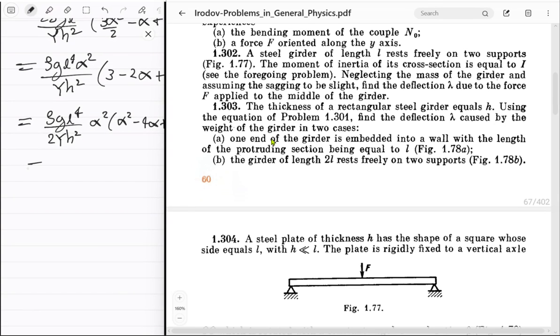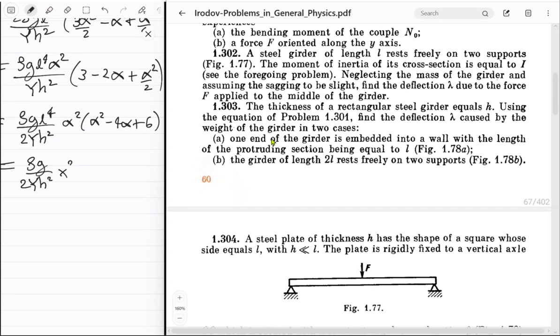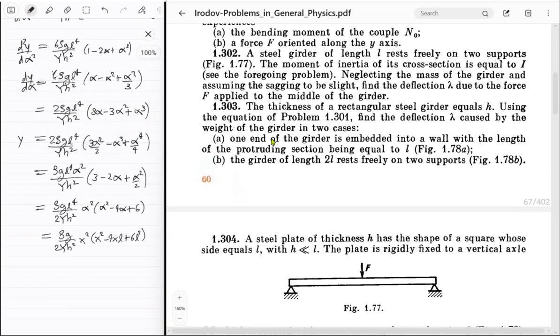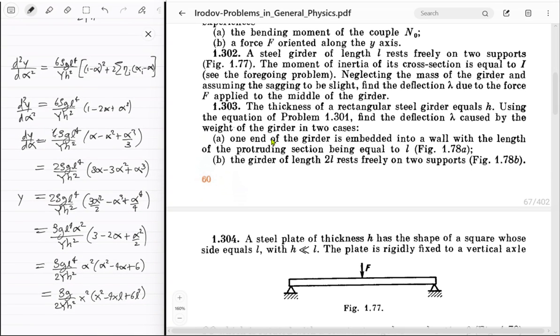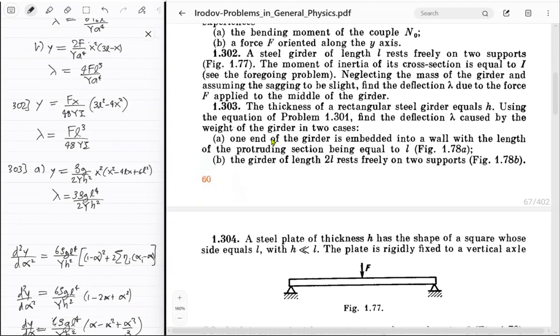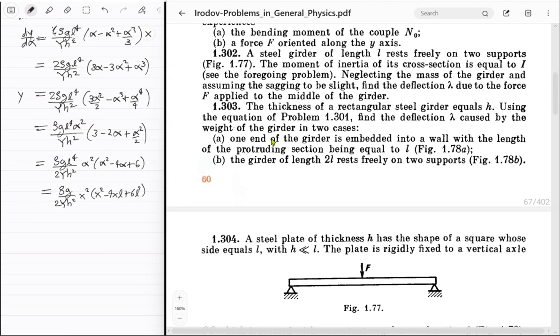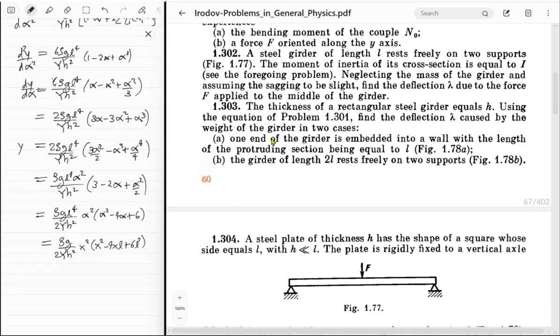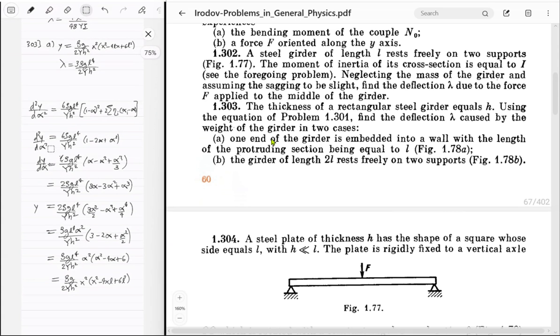Then distribute the L squared things inside. So rho g upon 2 Young's modulus h squared, L squared times alpha squared, just x squared, and then L squared alpha squared, just once again x squared, minus 4 xl plus 6 l squared. And is that what I got? That equation? Yes, look at that. It's the same equation, isn't it? So that confirms this equation. So it's like a shortcut basically.